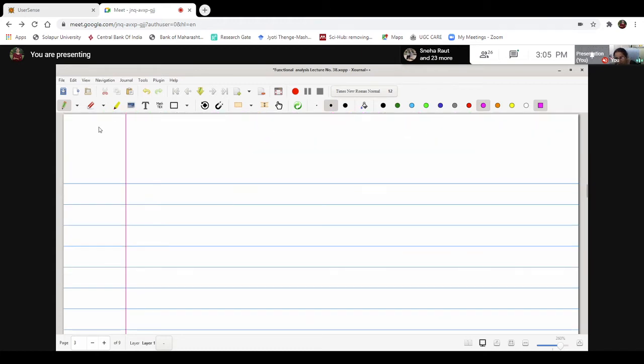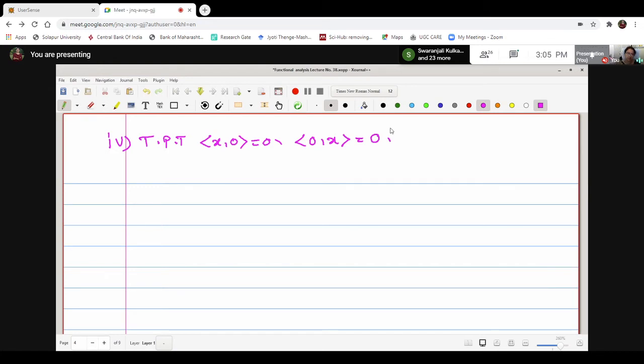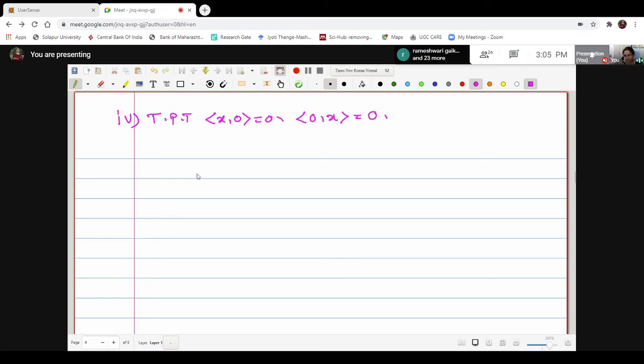Simple to prove. Now let us go for proving the fourth property. The fourth property tells us that the inner product of x with 0 is 0 and the inner product of 0 with x is 0. It simply means that in an inner product, if one of the vectors is 0, then the resulting product must give us the value 0, which is also true in the dot product and in ordinary multiplication also, right? Let us prove this. Now, in order to prove this, we will do a simple adjustment.